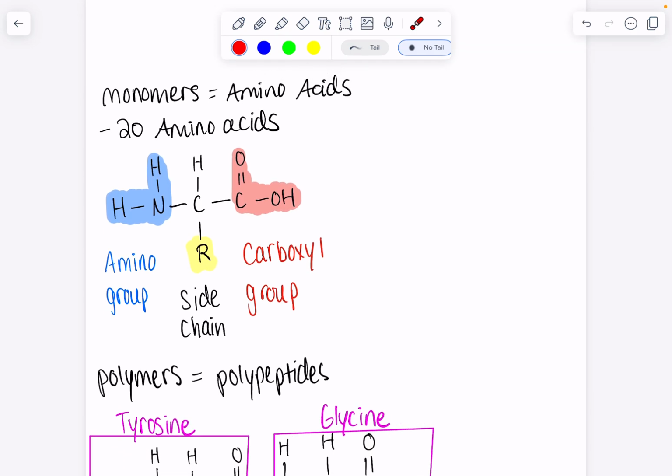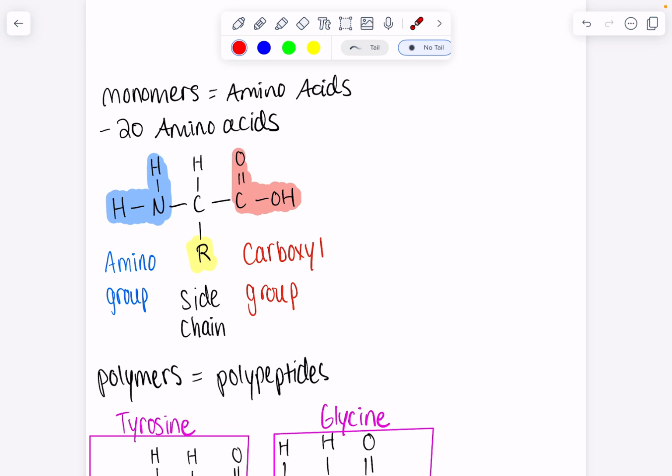Here's the basic structure of amino acids. All amino acids have an amino group, NH2, and a carboxyl group, C double bonded to an O, and a hydroxyl group, a central carbon, a hydrogen, and bonded to the central carbon is the side chain, or the R group, which is a certain group that determines the type of amino acid that we have.